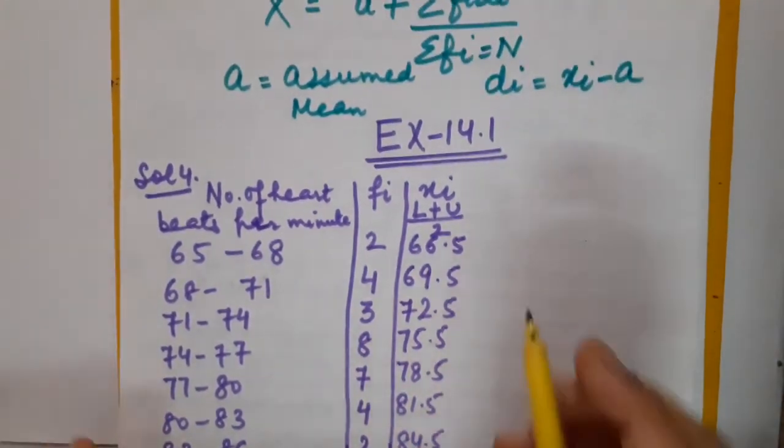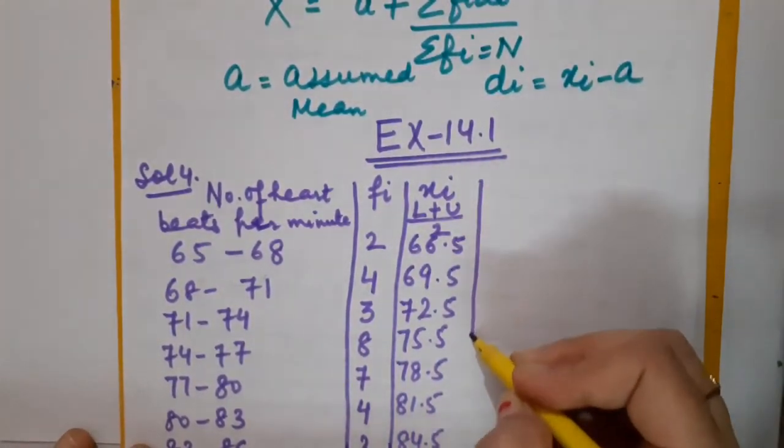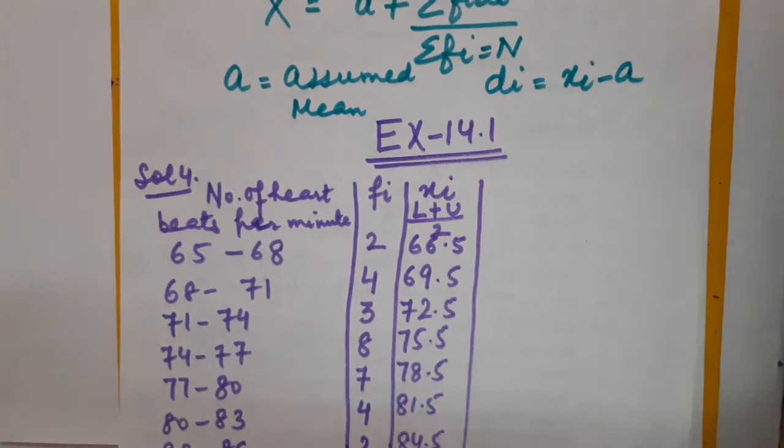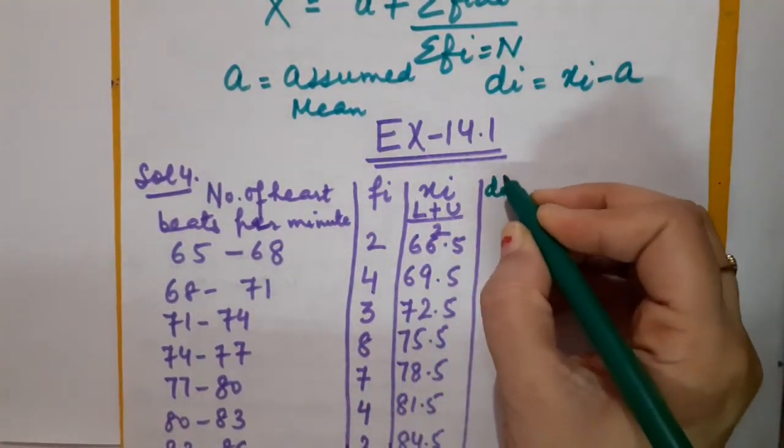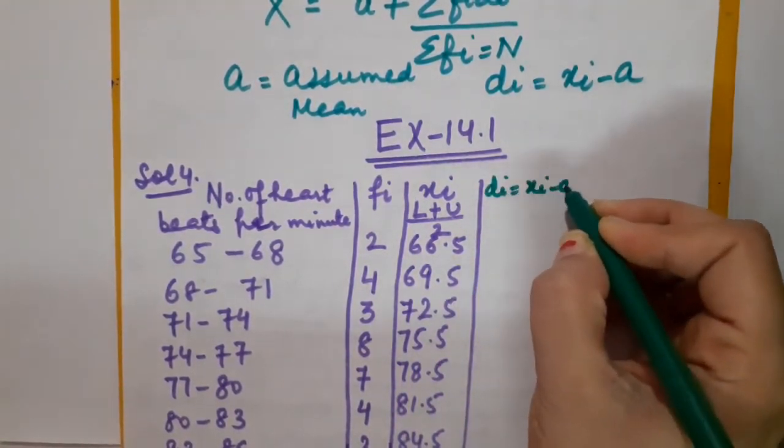Correct? So this is all about xi. But as per the formula, I want di. di is what? That is xi minus a.